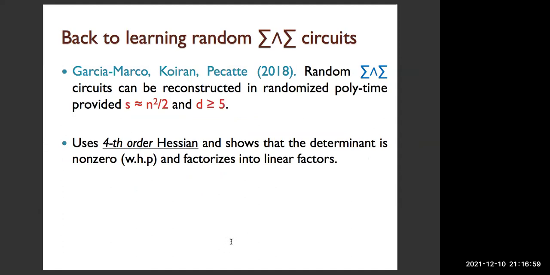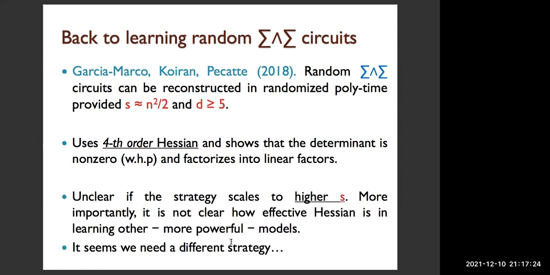Your rows are labeled by a couple of variables, your columns are also labeled by a couple of variables, and the corresponding entry is a fourth order derivative, right? So by analyzing such Hessian, this result has been shown that you can reconstruct random depth 3 powering circuits for s up to n squared. But it's not clear whether you can keep doing this and continue to analyze higher and higher order Hessians, and maybe push s much larger than n squared.